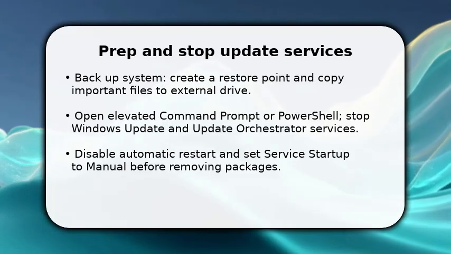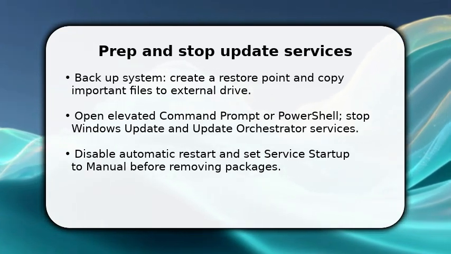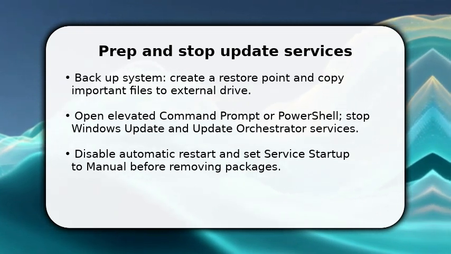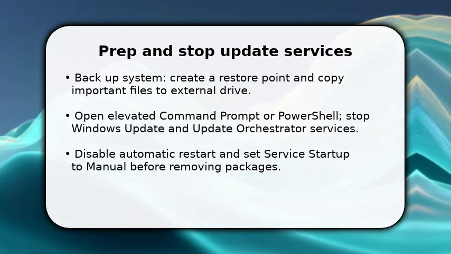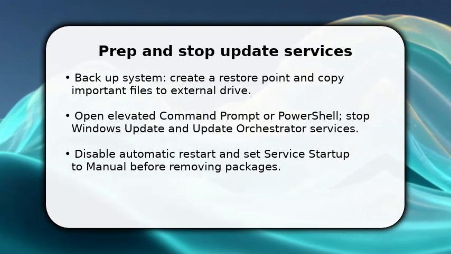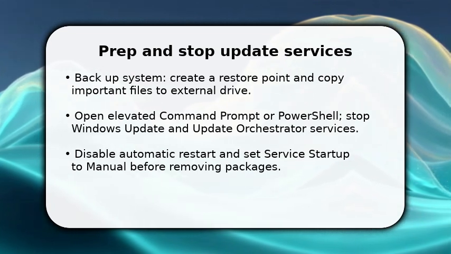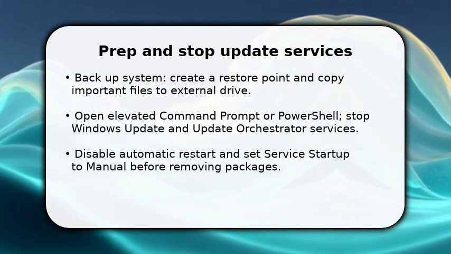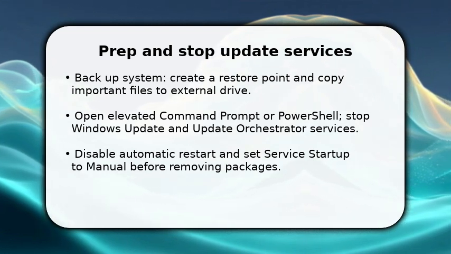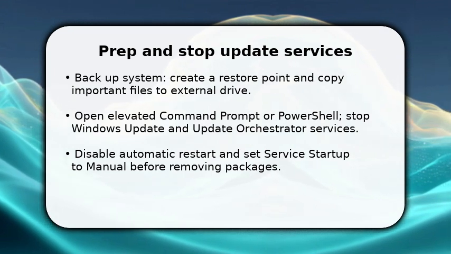You start by protecting your system. Create a restore point and backup key files so you can recover if needed. Once done, open an elevated command prompt or PowerShell and stop WUSERV and USOSVC. This prevents new writes while you work. Make sure to set the Windows Update Service startup type to manual or disabled temporarily. These steps pause the updater and keep files stable. You're now ready to remove installed update packages without the updater interfering.